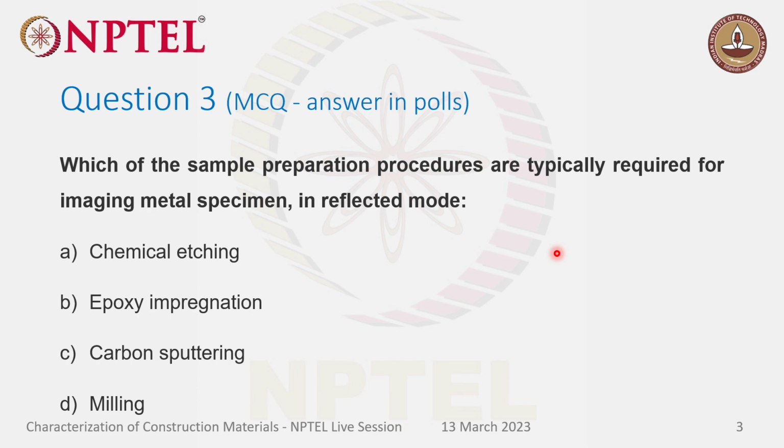Before we talked about how we can prepare sample for STEM imaging, right? We do epoxy impregnation for, let me start the timer now. So please give your answer. We are talking about epoxy impregnation, what we do. We do epoxy impregnation for concrete samples. Since it's porous, we do that. So in this case, which of the following specimen preparation procedures will be followed for imaging metal specimens? Chemical etching or epoxy impregnation, carbon sputtering or milling.